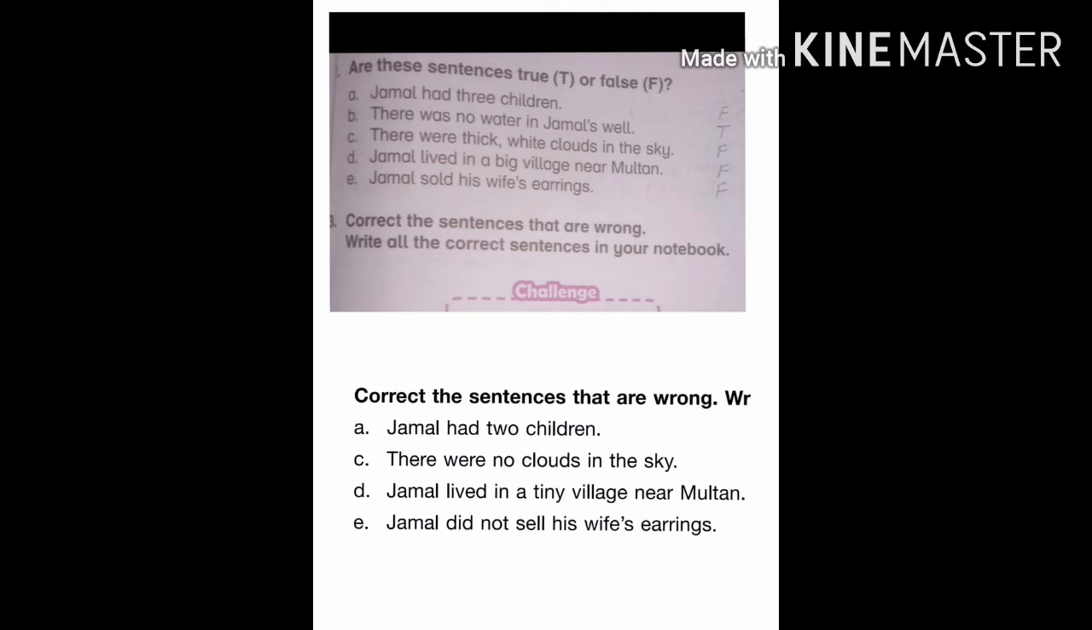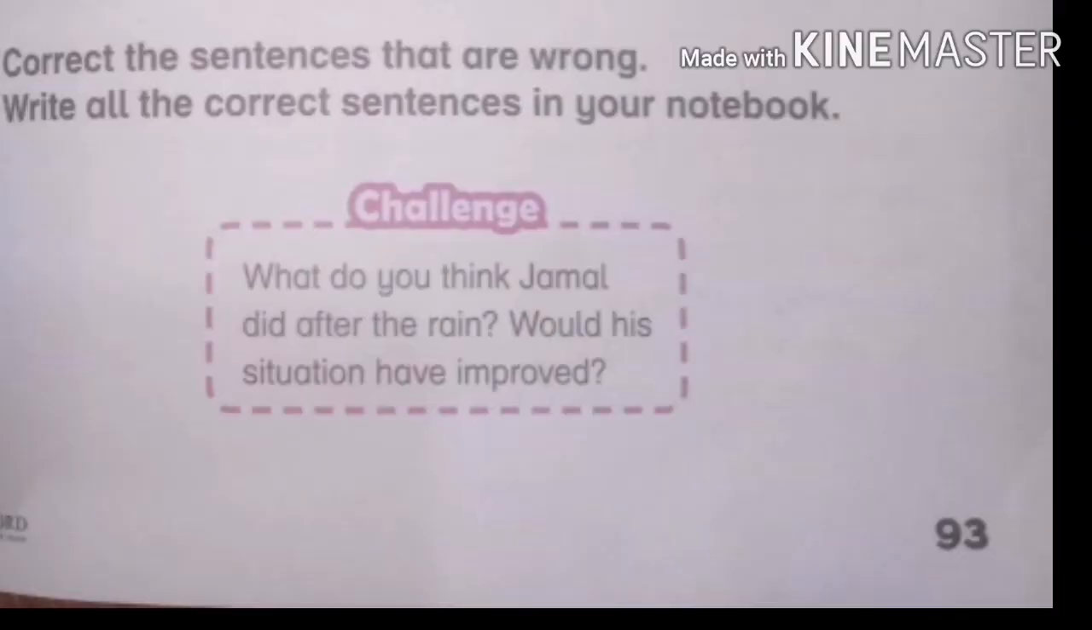C, there were no clouds in the sky. D, Jamal lived in a tiny village near Multan. Number E and the last is, Jamal did not sell his wife's earrings. Again, here is a question in the side box. Challenge. What do you think Jamal did after the rain? Would his situation have improved? So I think Jamal's well would be filled with water. And finally, yes, his situation would have improved.